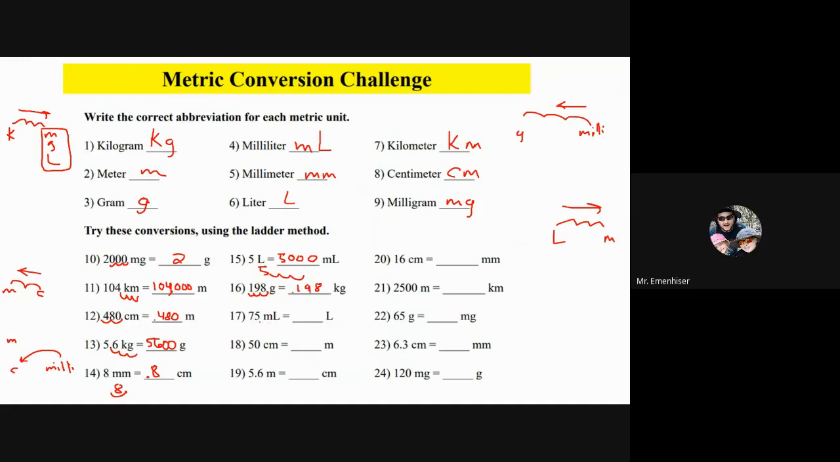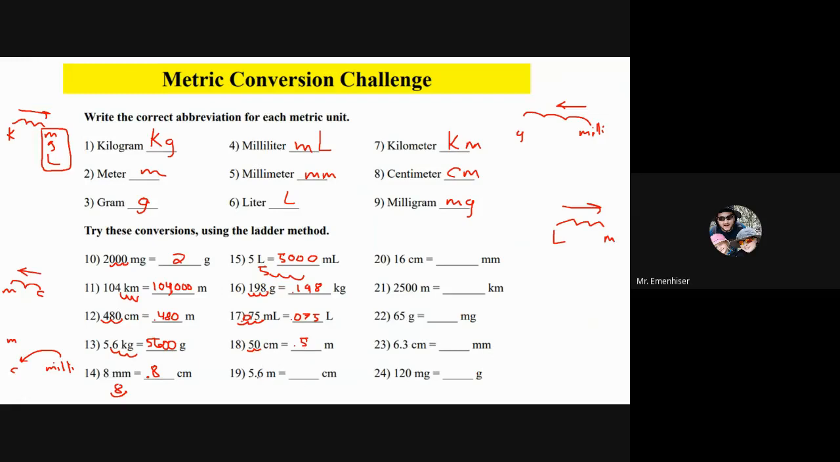75 milliliters. We're going to move our decimal place 3 times this way. So 1, 2, 3. So that's 0.075. I'll put a 0 right there. 0.075. All right, 50 centimeters. We're going to move that to meters. I'm going to move it 2 times to the left. 0.5. 100 centimeters is a meter, so 50 centimeters is half a meter.